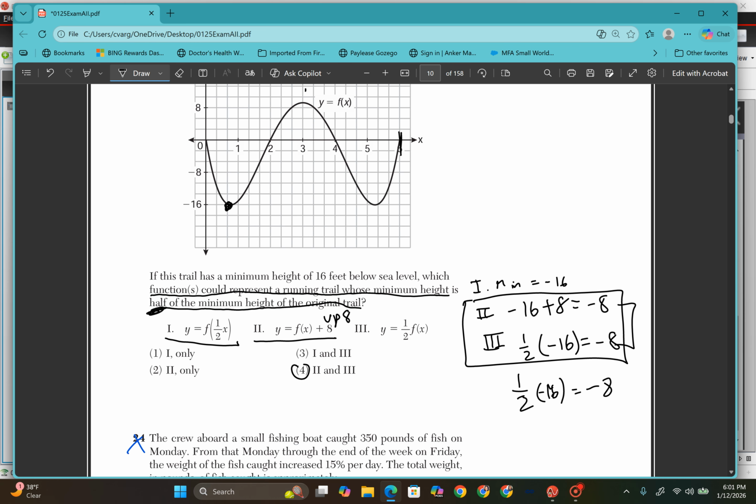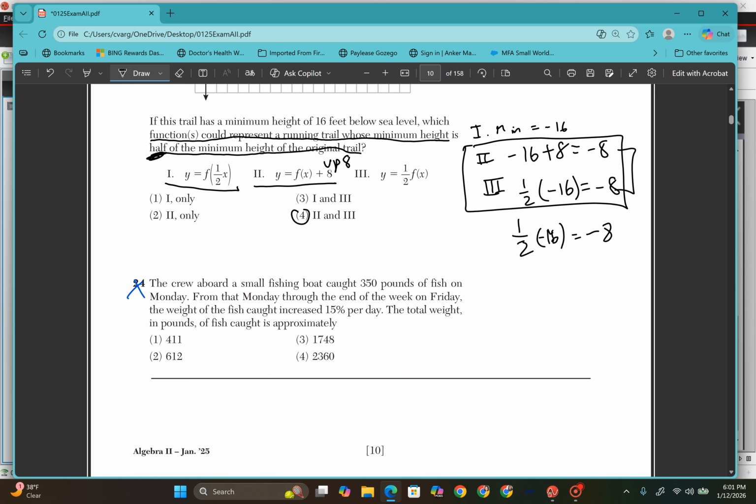All right, the last one, number 24. Whoa, we should have counted this. We can completely do this. It's increased by 15% per day. As soon as you see that, this is a geometric, either series or sequence. As soon as we see total weight, we know it's going to be a geometric series. And we did this at question number 24 of the last one. Remember, this is our A1 minus A1 times R to the N all over 1 minus R. This question is completely doable.